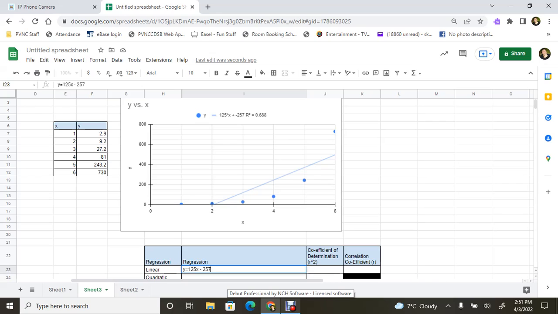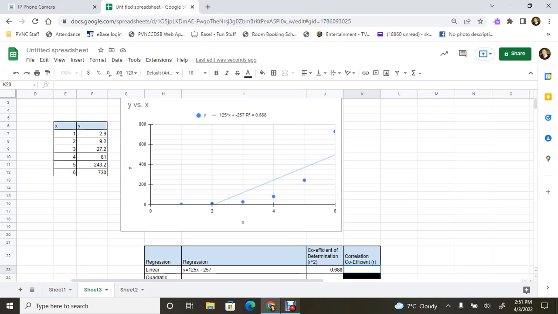Now r squared is 0.688. So put it here. That's this value here, goes here. To find r, use square root. I can't show it here. We're going to go to your calculator and use your square root. And it's a positive line, so it's a positive value. So you're going to find the square root of it.